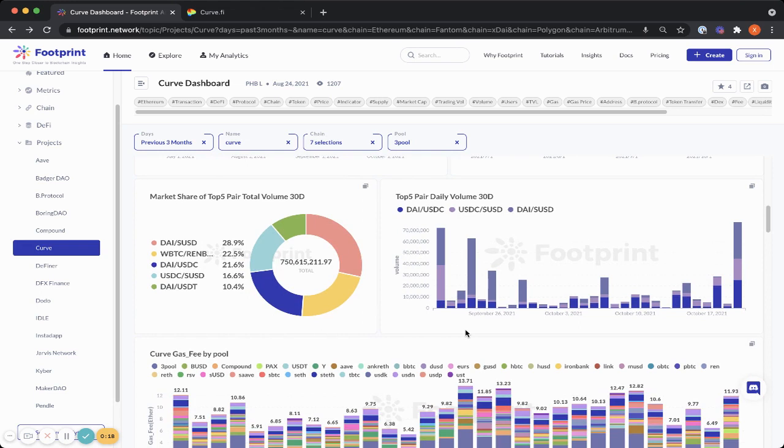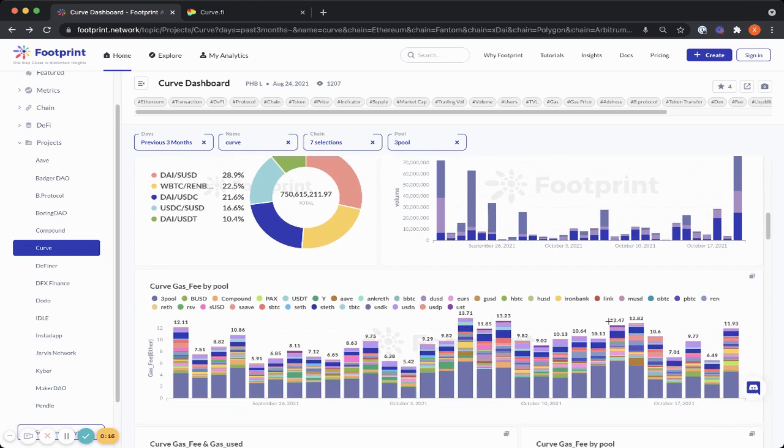And so I hope with these few examples that I've brought to your attention today, you can really see the power of what Footprint can offer. And hopefully you'll be able to present another use case sometime in the future.